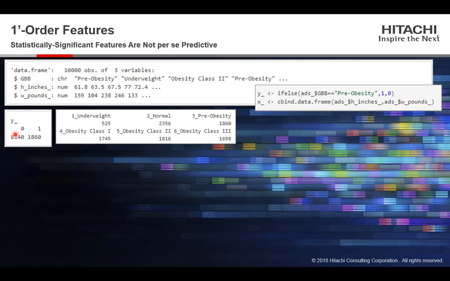Now remember, because of that, our baseline value is 81.4%. That's our baseline. So until we've got a better predictor than 81.4%, we haven't done anything.